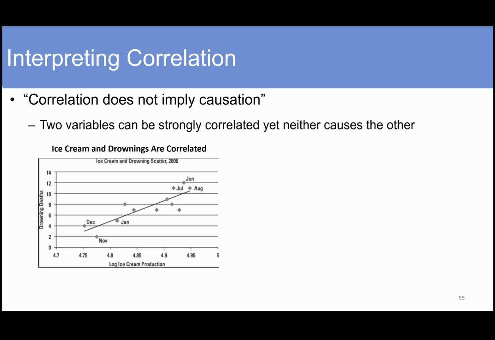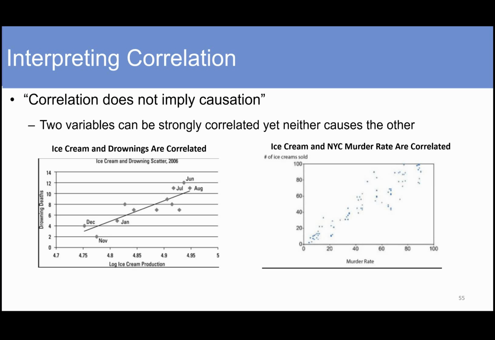So these are two famous examples, okay? This is ice cream that's purchased in a town and the number of deaths by drowning. Notice a very strong positive correlation, right? But nobody in their right mind thinks that eating ice cream is causing people to drown. This is my favorite. This is number of ice cream sold versus murder rate. So as the murder rate goes up, ice cream goes up. So I guess people are excited when they eat more ice cream or scared or whatever.